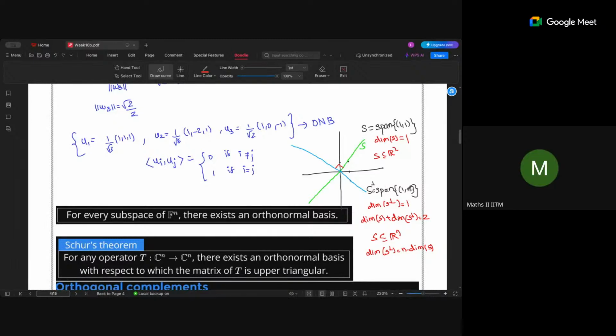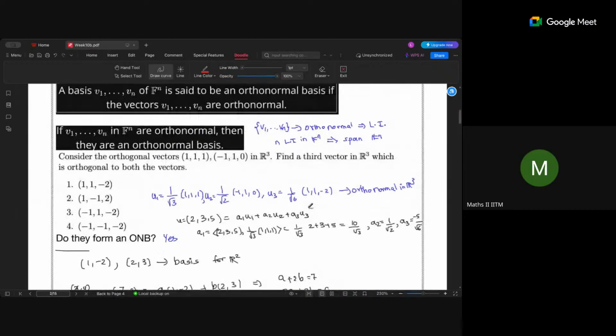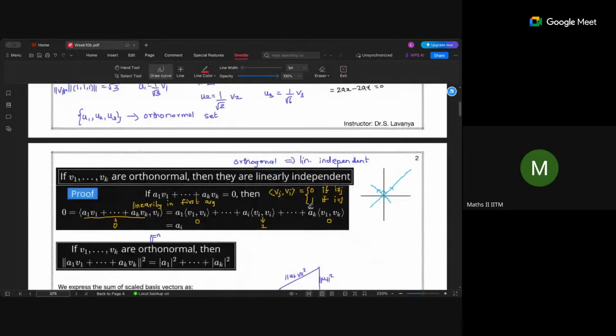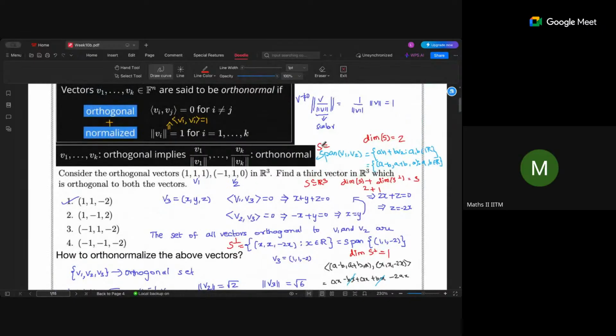This is the set of all vectors. Let's take any vector in S. S perp is the set of all vectors which are orthogonal to all the vectors in the set S, just like I showed you in this example. So you take any vector in S and any vector in S perp. Any vector here is perpendicular to any vector in this set. So this set is the set of all vectors orthogonal to the vectors in S.